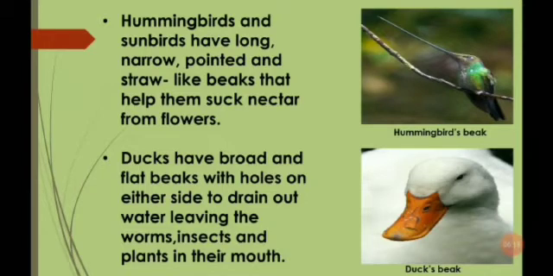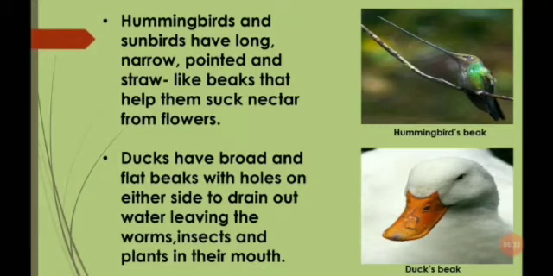Hummingbird is the smallest bird. Hummingbirds and sunbirds have very long, narrow, pointed and straw-like beaks so that they can easily suck the nectar from flowers.